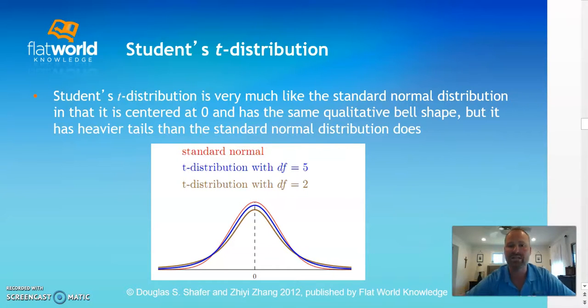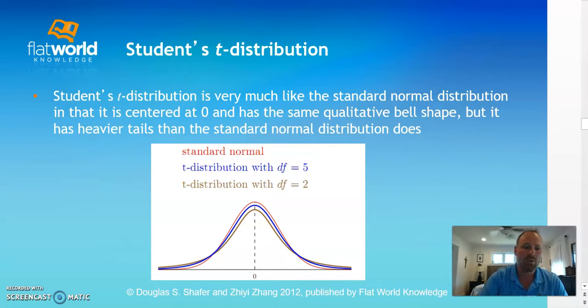So what is the difference between a t-distribution and the normal? Well, it's very much like a standard normal distribution in that it's centered at 0, and it has the same qualitative bell shape, but it's a little bit heavier. So the tails are heavier than the standard normal.